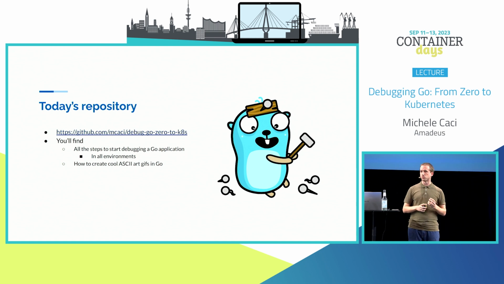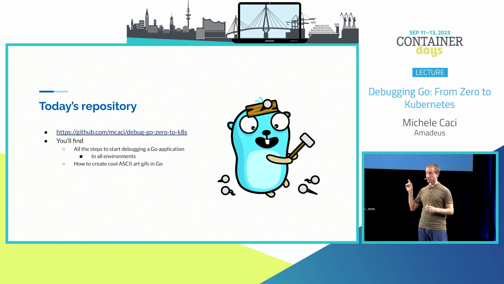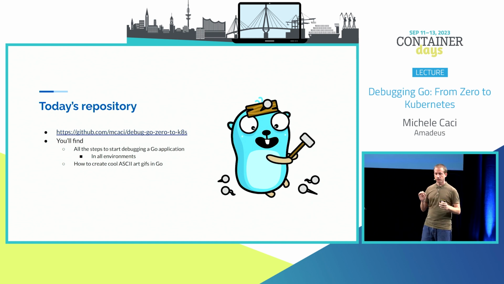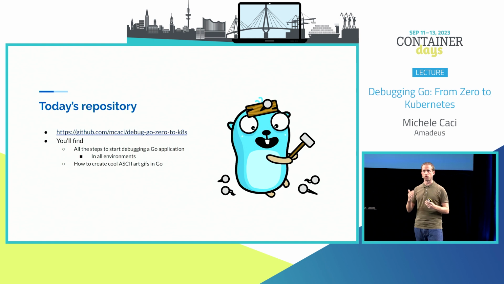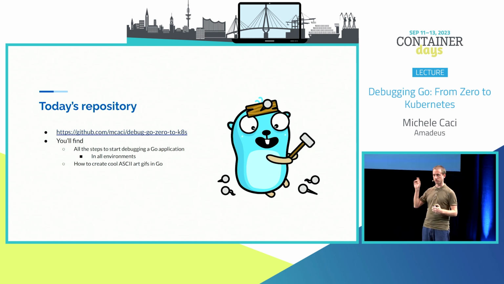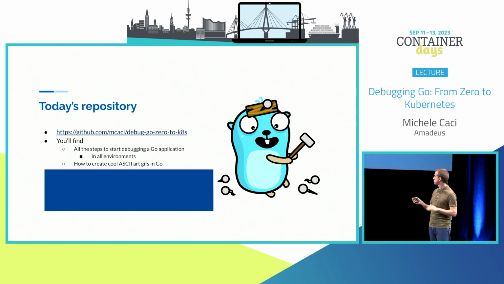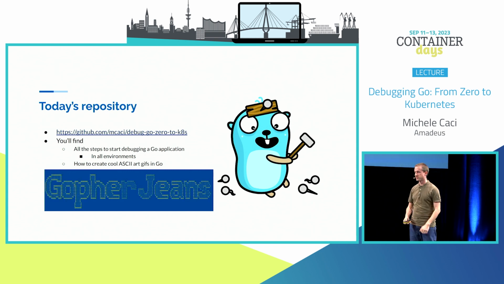We may not have time to see a live demo of how to debug a Go application in all these environments, but for this reason, I created a specific repository that I'm going to share with you at the end of the presentation with the slides. In this repository, you will find all the code and the documentation needed to reproduce the same steps that I'm going to show you today to debug a Go application in all those environments. And most importantly, you will also be able to learn some code, and in particular to see how to create cool ASCII art GIFs in Go, like this one, if you can see it. It's cool, I assure you.